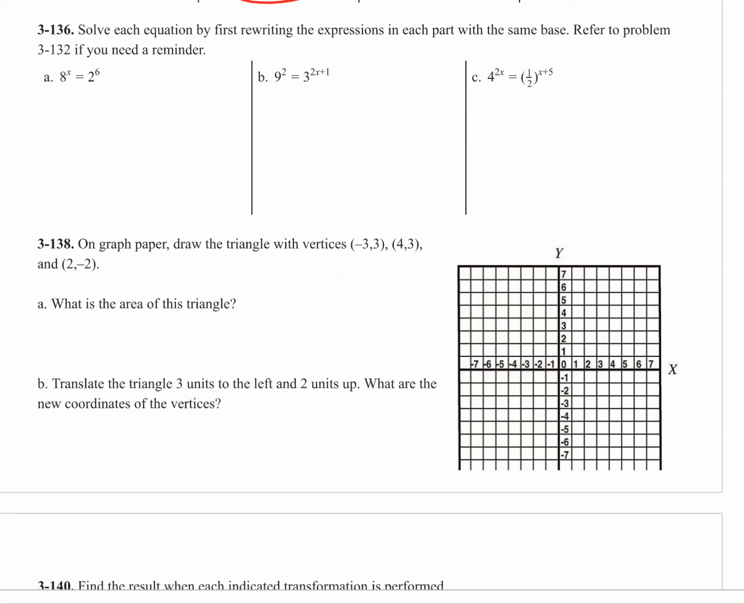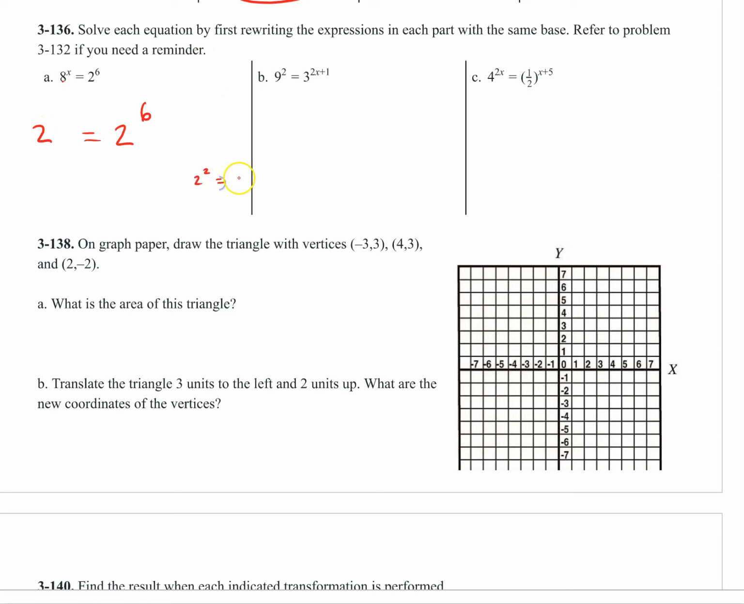3-136. Solve each equation first by rewriting the expressions in each part with the same base. Refer to problem 3-132 from class if you need a reminder. Let's look at A. A, we have 8 to the power x equals 2 to the power 6. Okay, 8 is bigger, right? And we need to shrink the bigger base. So we need to shrink 8 so that it's 2 to the power something.